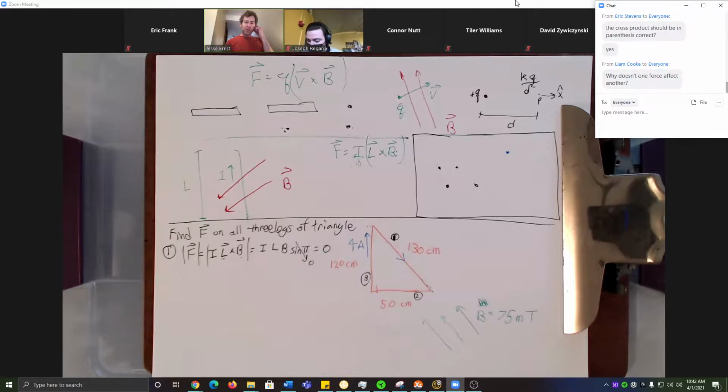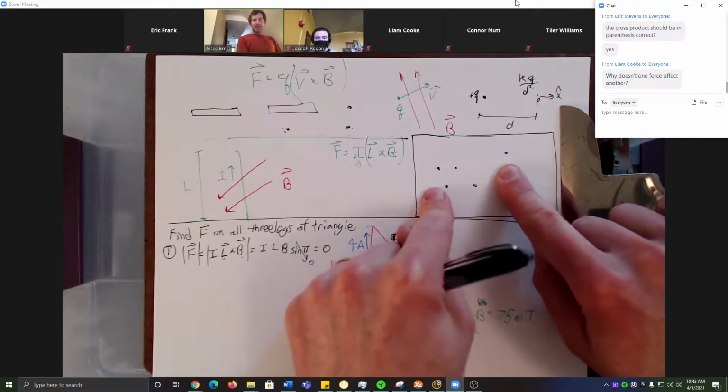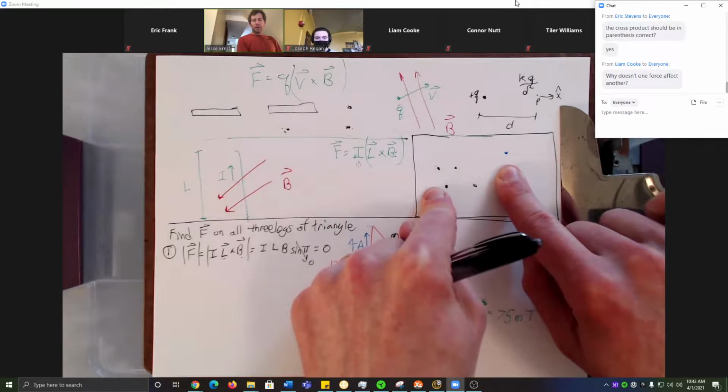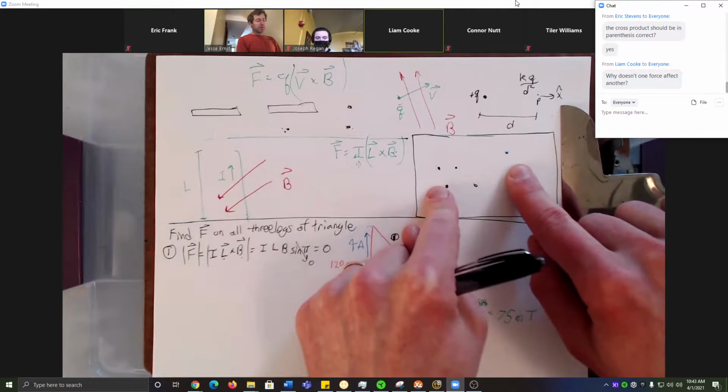Why doesn't one force affect another? What do you mean? I'm not sure what you mean, Liam. Just unmute and ask. The way in which you're able to add the different charges as if they're independent from one another. Why wouldn't they affect one another? You're talking about this problem?